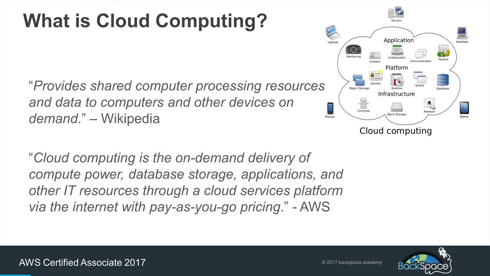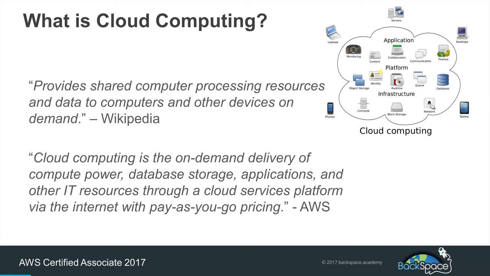So I think one of the best definitions for cloud computing comes from Wikipedia. And that simply says that cloud computing provides shared computing processing resources and data to computers and other devices on demand. So Amazon Web Services has a massive amount of computer processing resources located across the globe, and databases and data storage, and that is available to computers and other devices on demand when needed. And it is shared across literally millions of users. And by doing that, the costs involved in using these IT resources are significantly reduced because it's shared across millions of people.